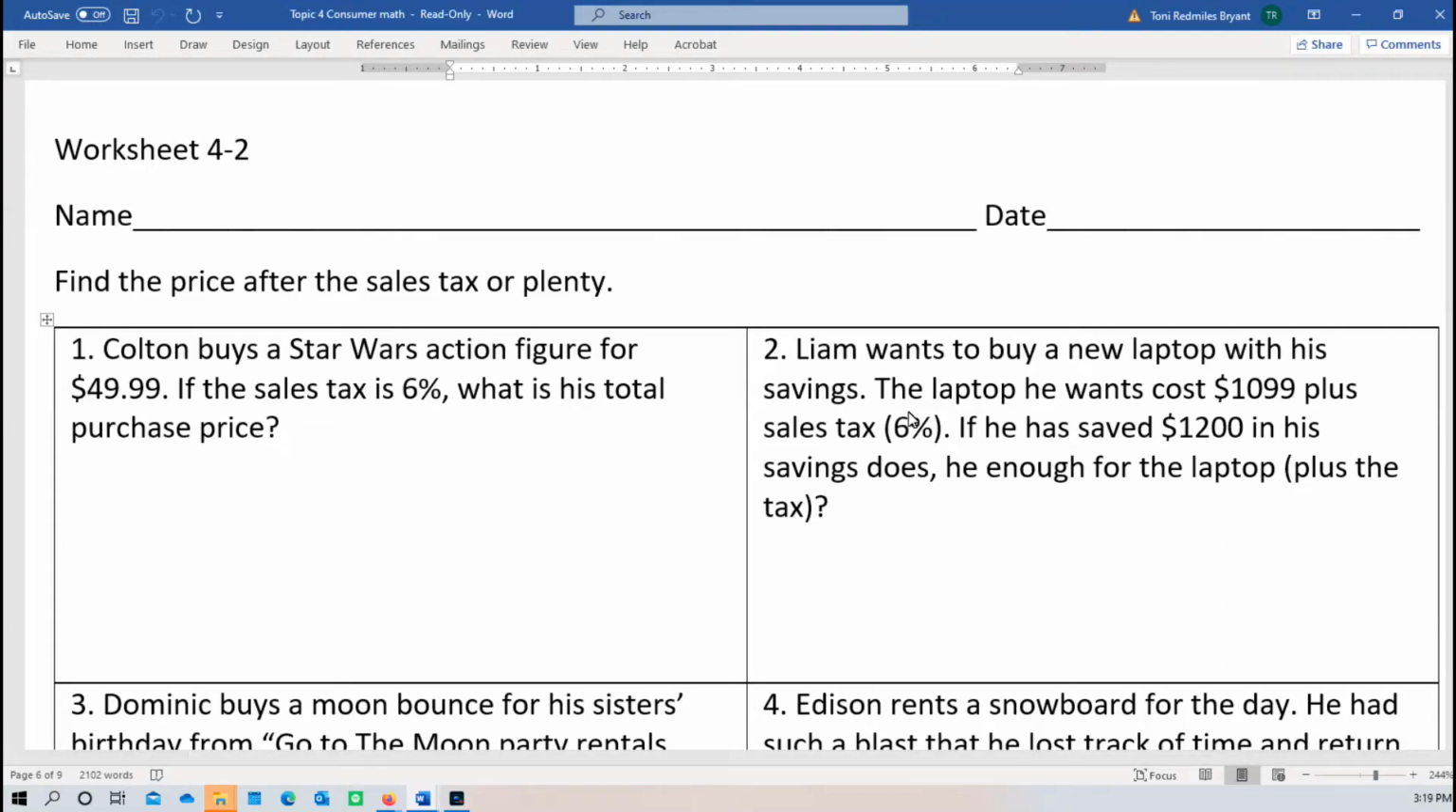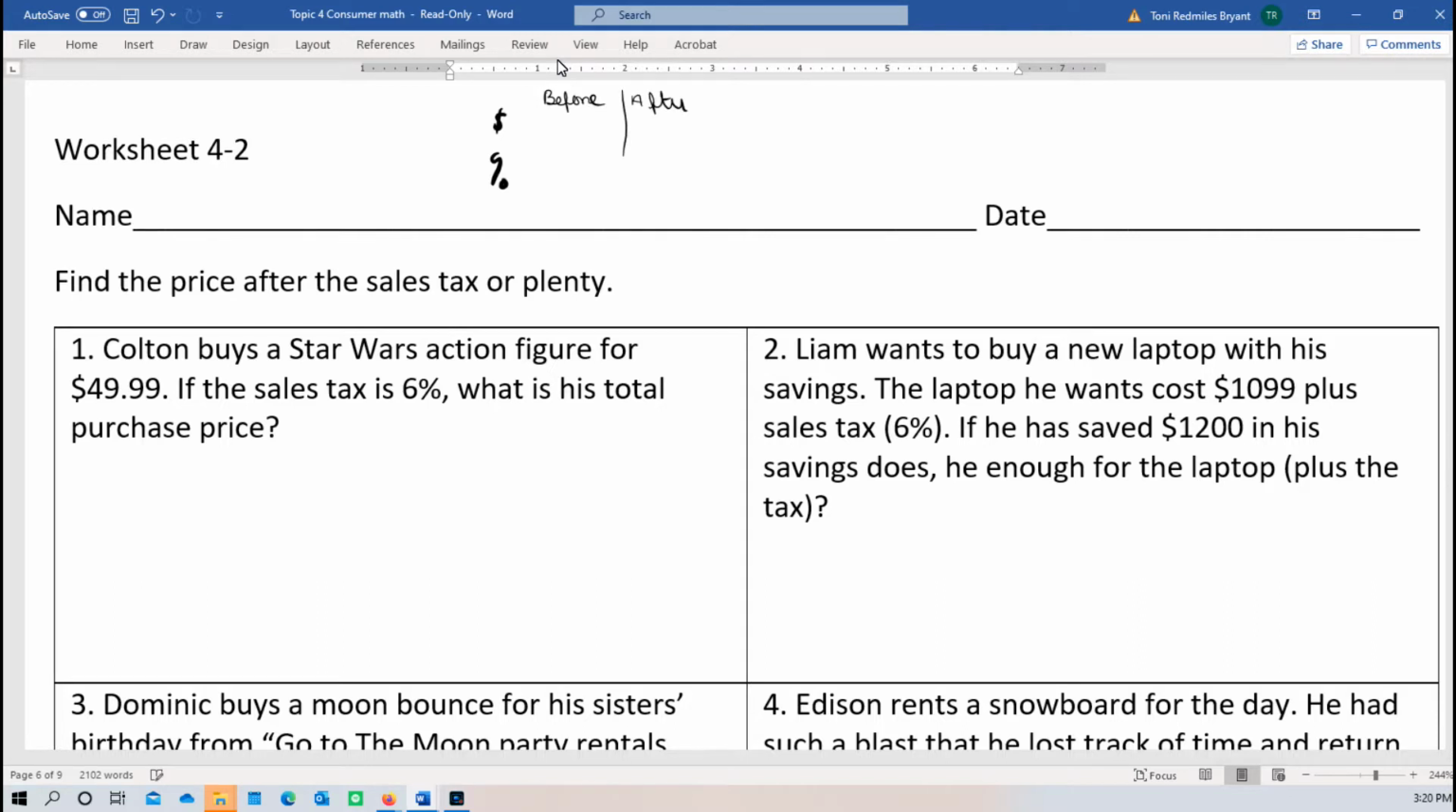Right, in these videos for worksheet 4-2 for the class Discovering Pre-Algebra Part 2, we're going to be going over sales tax or fees in these word problems. So remember that when we do this, we're looking for the price versus the percentage of your total bill, and we're looking for before tax or fee and after tax or fee.